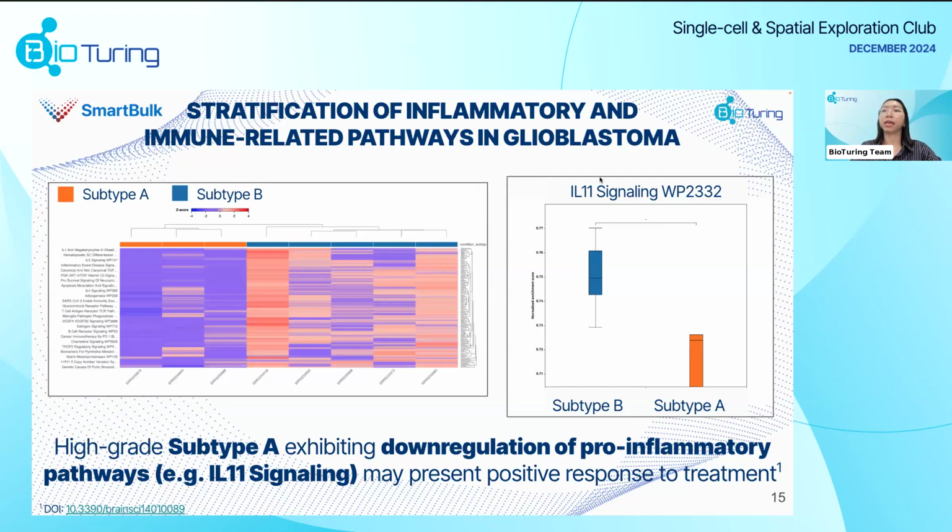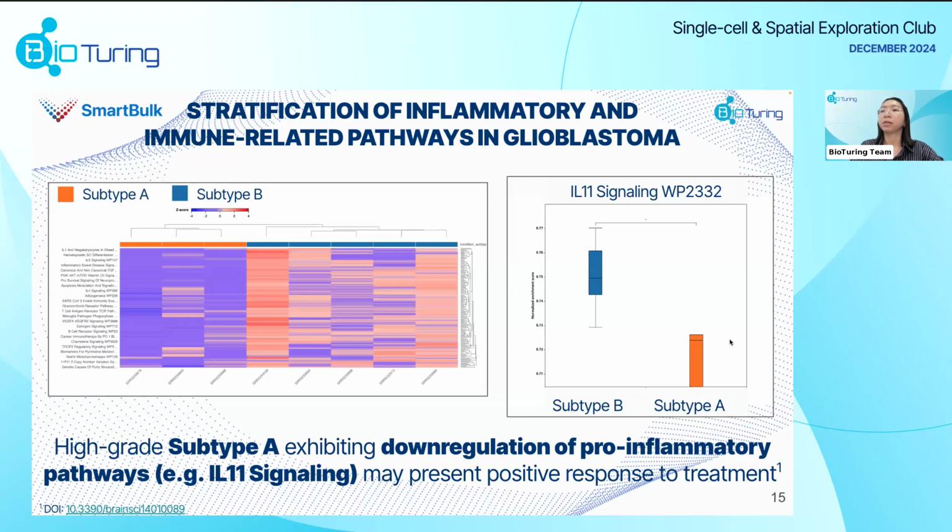So typically this is a pro-inflammatory pathway. However, IL-11 has been implicated in kind of promoting glioblastoma proliferation as well. So when we look at the pathway enrichment between our two different subtypes, you can see that there is a downregulation of IL-11 in particularly our subtype A or our orange subtype.